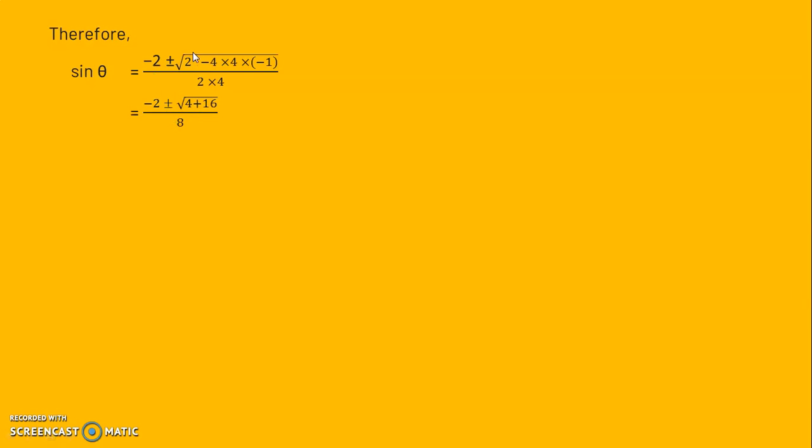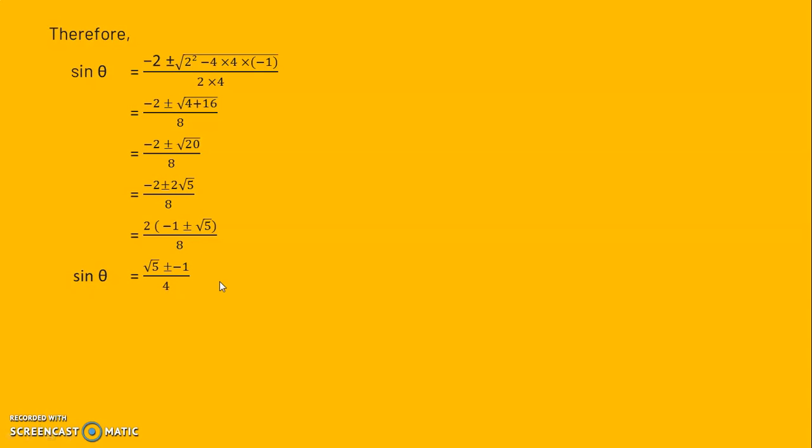So minus 2 plus or minus square root of 2 square, which is 4, plus if we multiply this we will get 16, divided by 8. So minus 2 plus or minus root of 20 divided by 8. So minus 2 plus or minus, your root 20 value is 2 root 5, divided by 8. So if we take 2 as common, we will get minus 1 plus or minus square root of 5 divided by 8. So if we cancel this 2 and 8, you will get your sin theta as square root of 5 plus or minus minus 1, divided by 4. So this is the value of your sin theta.